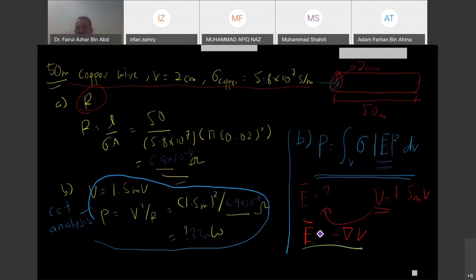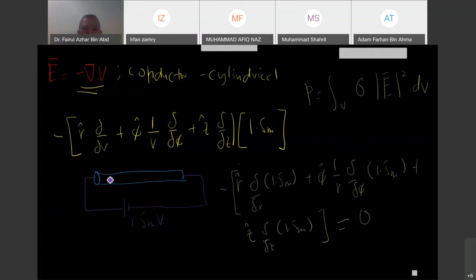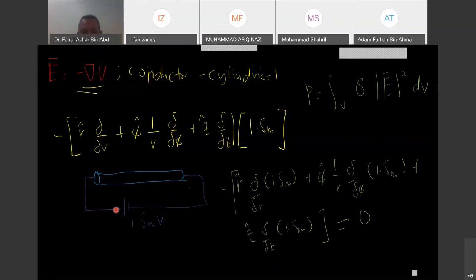In order to solve this equation, we need to first derive our expression for the electric field. The electric field can be expressed using the equation: vector E is equal to minus del V. If we consider this is our copper wire, injected with a voltage equal to 1.5 millivolt, we know that from this point until this point the potential is 1.5 millivolt. We need to express this potential as a function of Z.